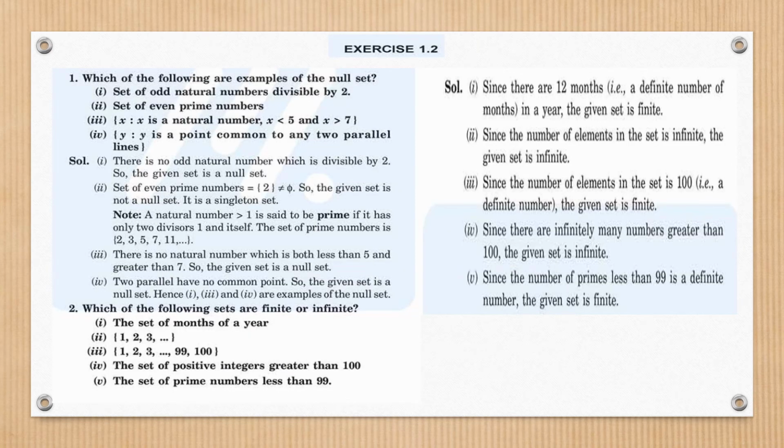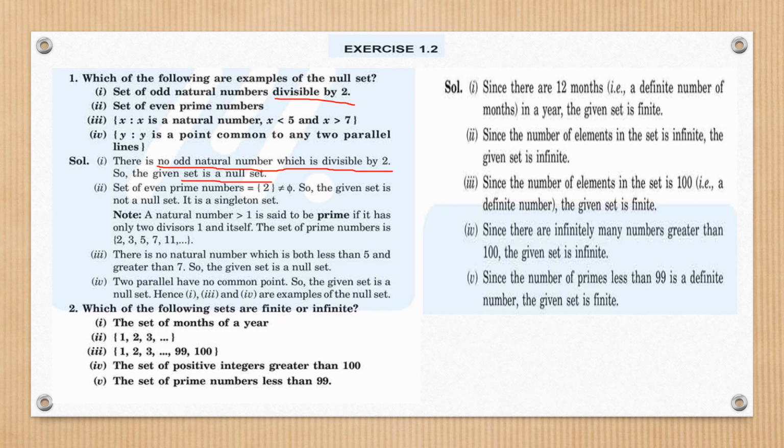Now exercise 1.2. Which of the following are examples of null set? Set of odd natural numbers divisible by 2. Right? So you know that there is no odd natural number which is divisible by 2. Null set is that set in which there is no element. So definitely there are no elements in this set. So it is a null set.